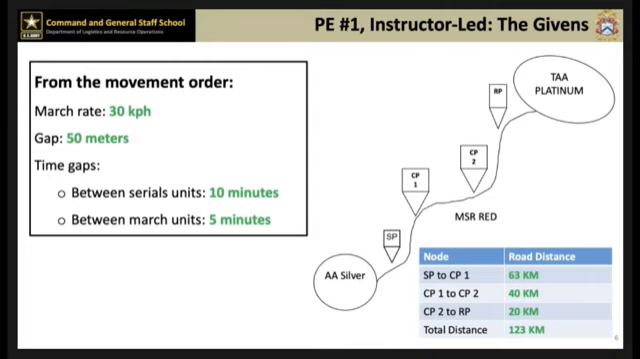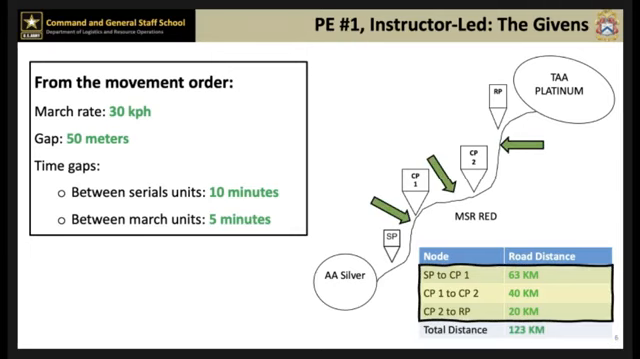This slide depicts MSR-Red with its control measures and the minimum information from the movement order planners require to begin planning. Our rate of march is 30 kilometers per hour. There will be a 50-meter gap between vehicles. There is a 10-minute time gap between serials and a 5-minute time gap between march units. MSR-Red is 123 kilometers long. There are 3 legs to our route.